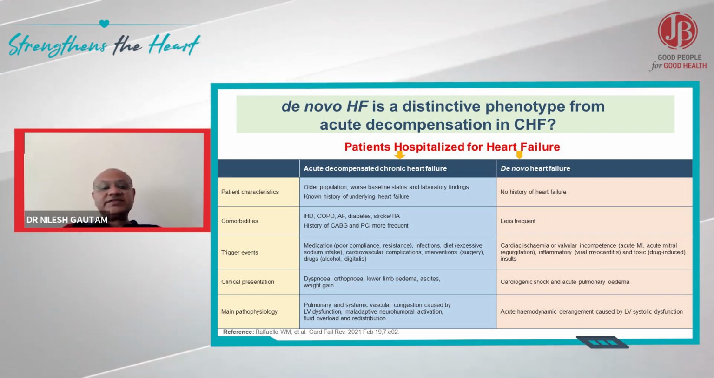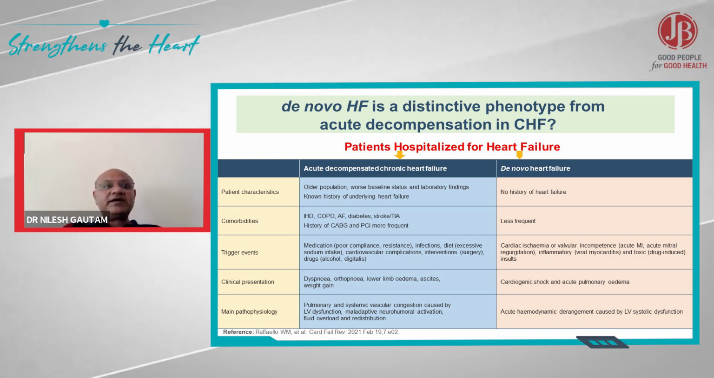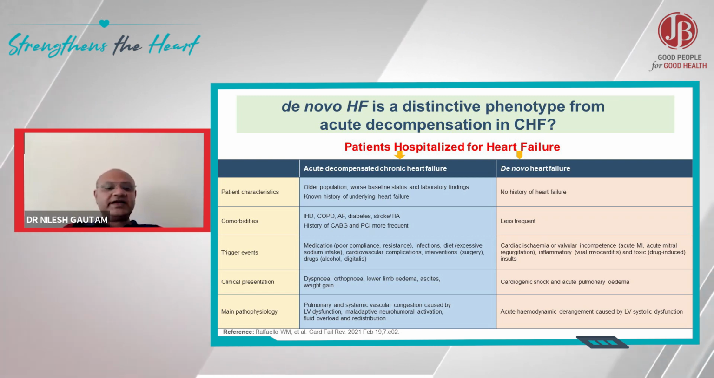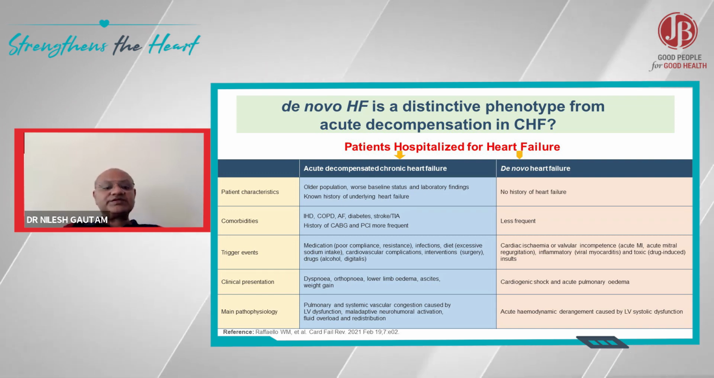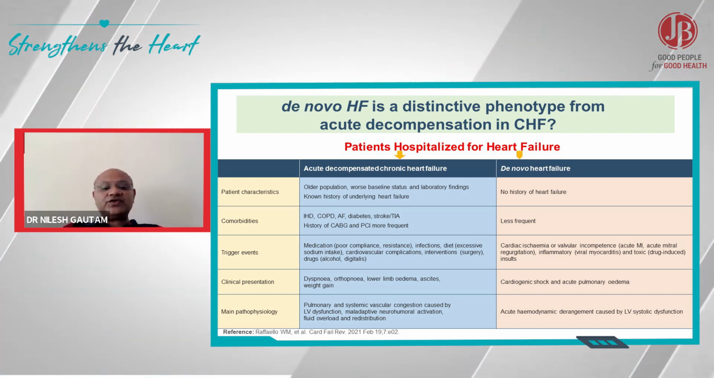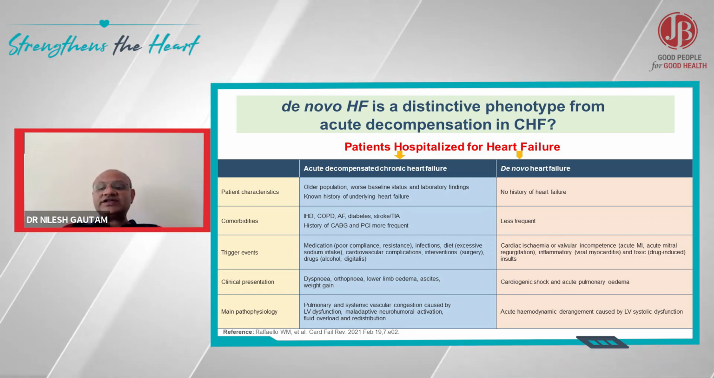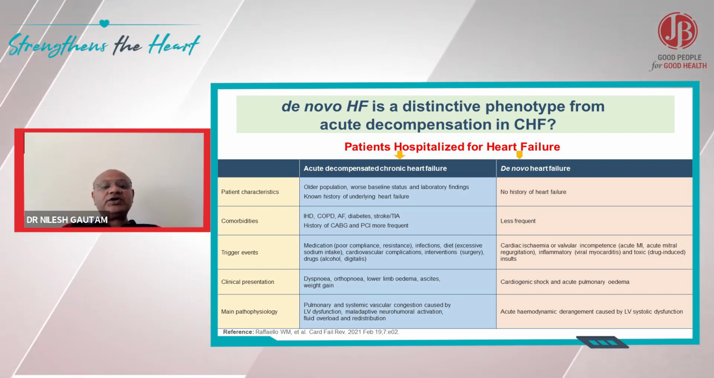The clinical presentation in an acute decompensated patient is usually dyspnea, orthopnea, lower limb edema, ascites, and weight gain, whereas in a de novo patient there is cardiogenic shock and pulmonary edema. The main pathophysiological derangement in acute decompensated chronic heart failure patients is pulmonary and systemic vascular congestion, which is caused by LV dysfunction, maladaptive neurohumoral activation, or fluid overload and redistribution. Whereas in the de novo patient, it is acute hemodynamic derangement, which is caused by LV dysfunction. So it's important to understand this.